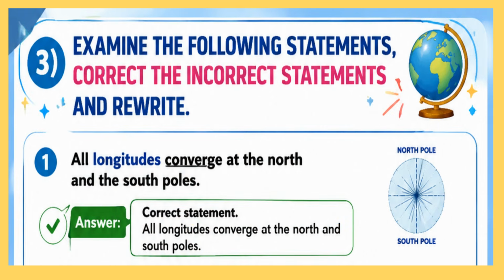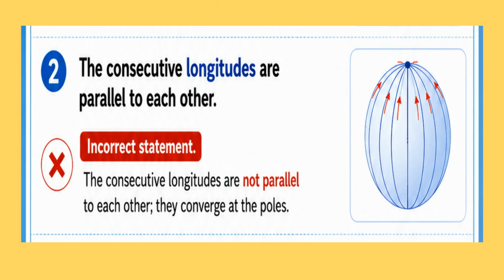Let's examine some statements. The statement that all longitudes converge at the north and south poles is correct. Is it true that consecutive longitudes are parallel? No, this is incorrect. Consecutive longitudes are not parallel. They converge at the poles.